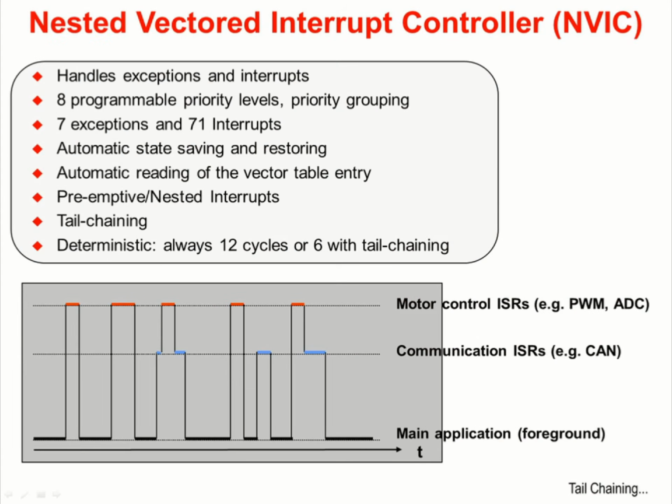The Tiva C-Series Nested Vectored Interrupt Controller, or NVIC, is tightly coupled to the central processing unit. It handles all of the exceptions and interrupts that come into the CPU. There are 8 programmable priority levels and priority grouping. In most microcontroller interrupt vector tables, the priority levels for each peripheral are set by the manufacturer, and you have no input into what they are. That's not the case on this device. You can reprogram the priorities as you like. This device has 7 system-level exceptions and 65 peripheral interrupts.